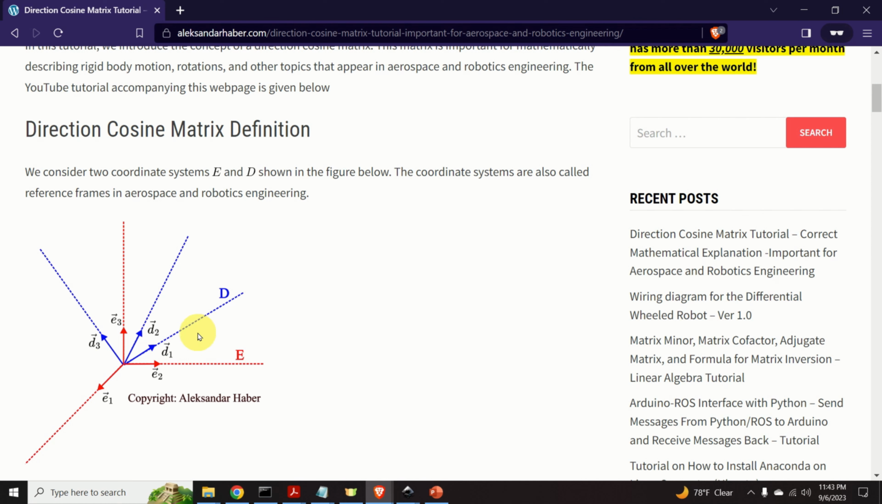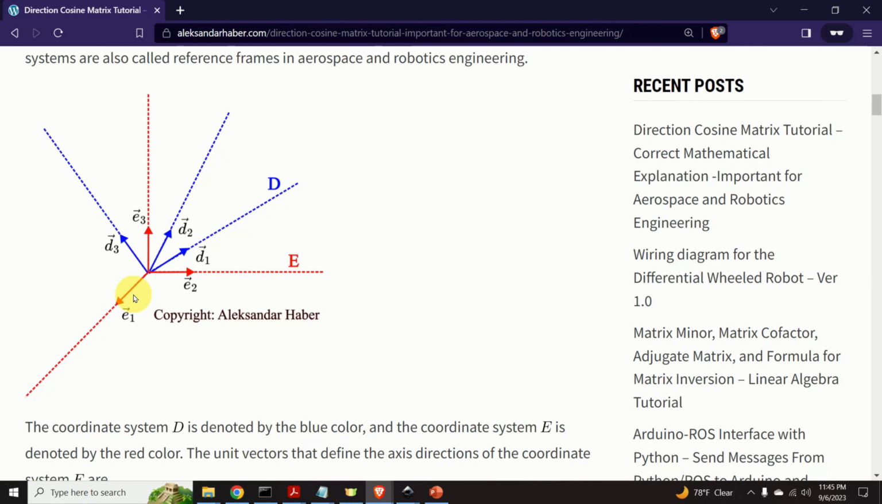We consider two coordinate systems, E and D, shown in this figure. The coordinate system E is represented by red dashed lines. On the other hand, the coordinate system D is represented by blue dashed lines. The unit vectors that define the axis directions of the coordinate system E are E1, E2, and E3. On the other hand, the unit vectors that define the axis directions of the coordinate system D are D1, D2, and D3.